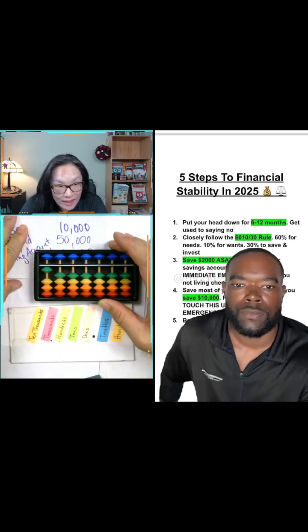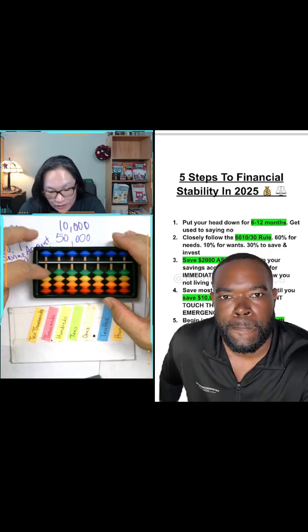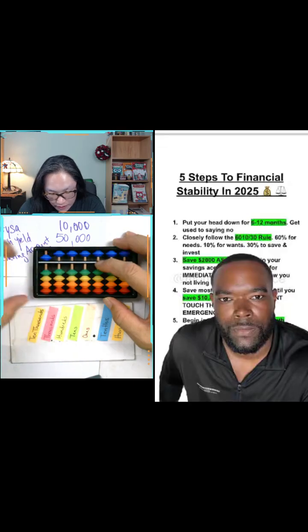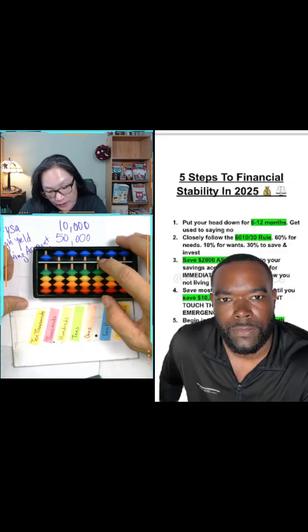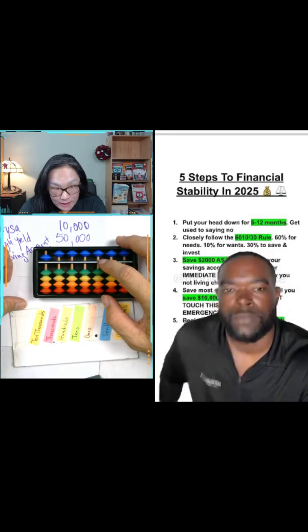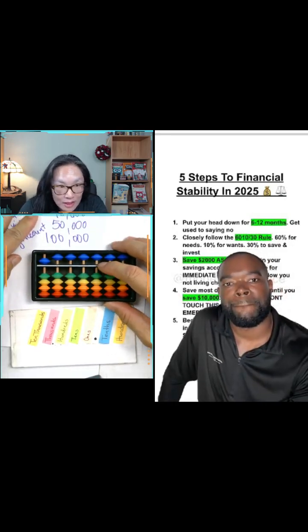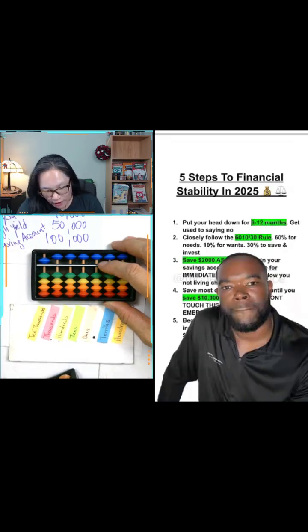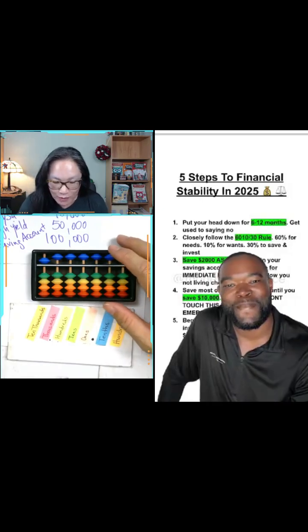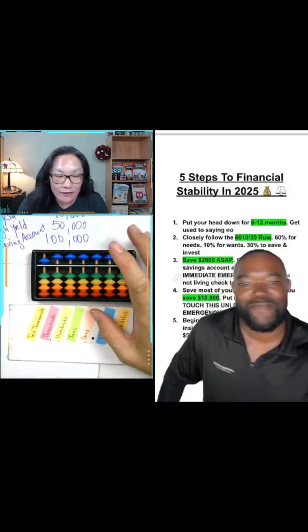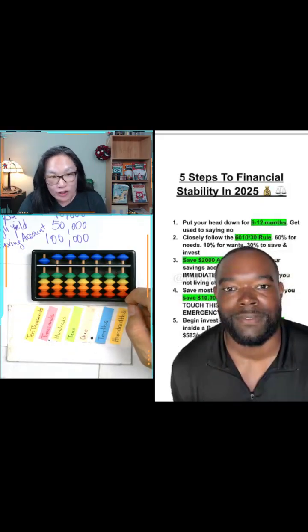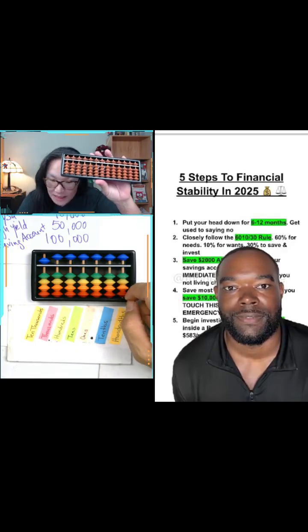So the next number we had was 50,000 in your high yield savings account. 50,000 would be this. Don't forget that this is where the ones place is. But then there was one number mentioned. It was 100,000, and I'm like, whew, that's good. If you can, that's great. I want everybody to get 100,000. But obviously, I don't have that much on my Abacus. So you would have to change to a larger Abacus because size matters.